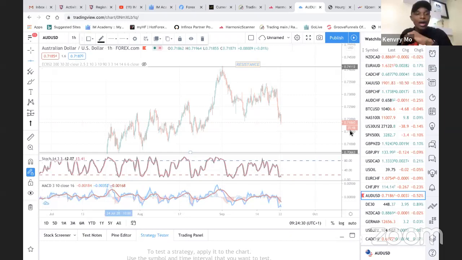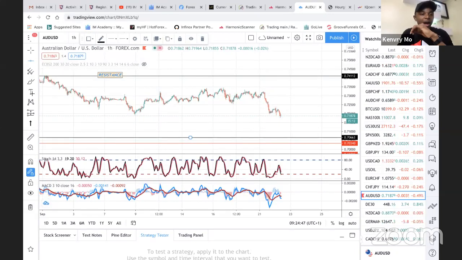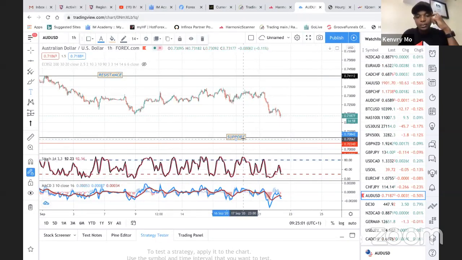So I actually started with the 4 hours. I got its resistance in the 4 hours, and I got its support. So this is a support, this is a resistance.